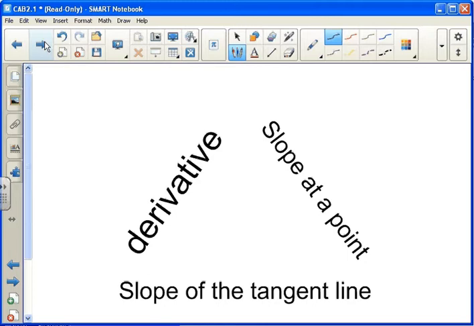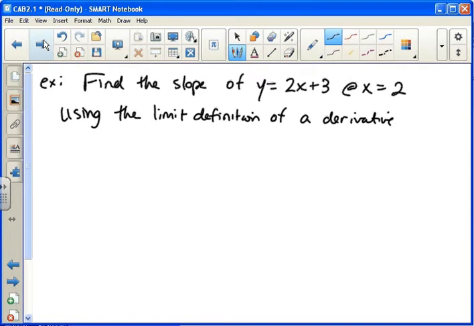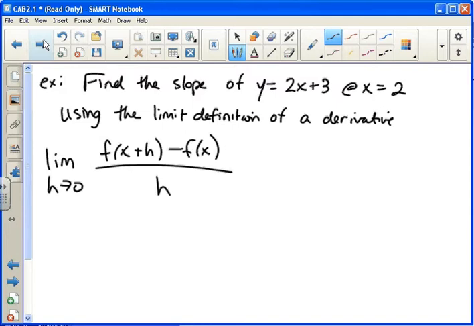They could ask you to take the derivative, they could ask you to find the slope of the point or the slope of the tangent line. They're talking about the same thing in all three of those. So here's an example. Find the slope of y equals 2x plus 3 at x equals 2 using the limit definition of a derivative. Now I know that you can probably just look at that line, because it is a straight line, and figure out what the slope is. But just to start with a simple example, I want to use this. So we're going to use the limit definition of the derivative that I wrote on the previous page, just rewriting it here. And we're going to use that with the function y equals 2x plus 3.